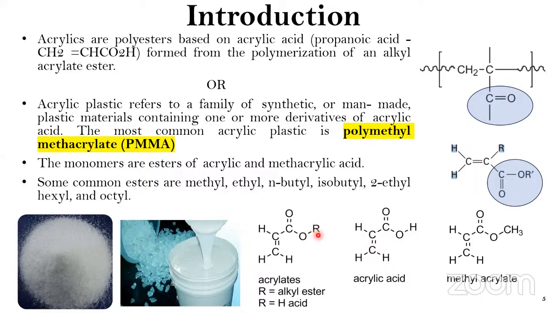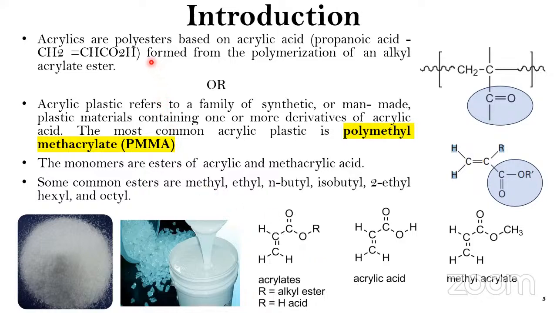Or we can replace R with some ethyl or methyl group. Here we have replaced this R with a methyl group. This CH3 is methyl, correct? So it will become your methyl acrylate, not methyl methacrylate, methyl acrylate. This is the general representation of your first acrylate structure. If you replace this R with H, it will become acrylic acid, and if you replace this R with methyl, it will become methyl acrylate. This is the general representation of your acrylic monomer system.